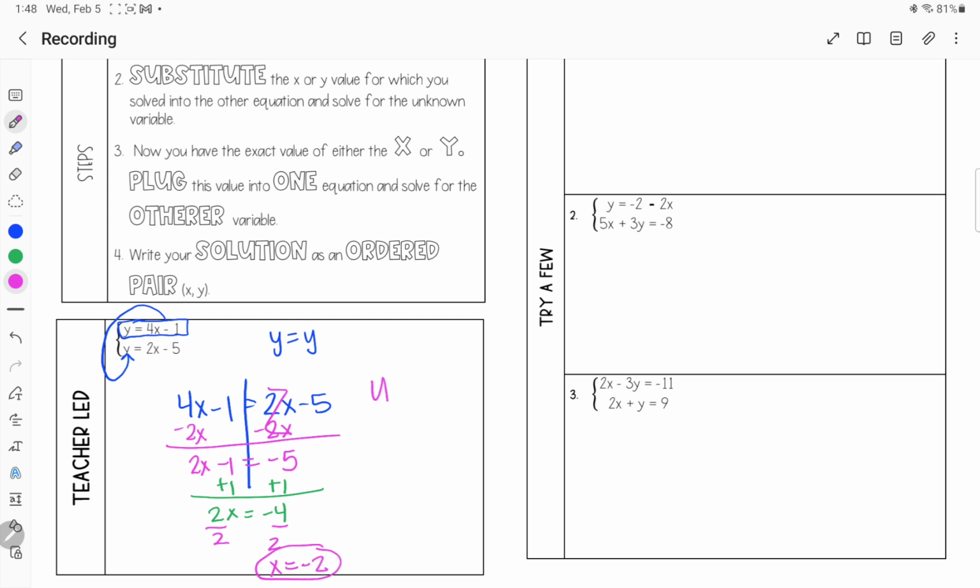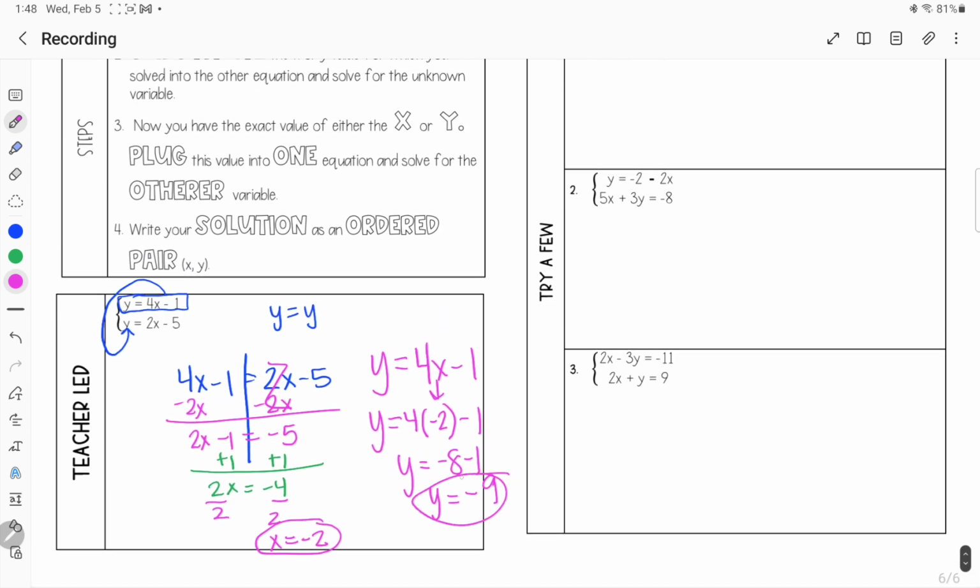So I have y equals 4x minus 1. I now know that x equals negative 2, so that means y equals 4 times negative 2, minus 1, leaving me with y equals negative 8 minus 1, meaning y equals negative 9. So now I have an x value and a y value. My last step is to write them as an ordered pair. So my x was negative 2, my y was negative 9. This is my final answer.